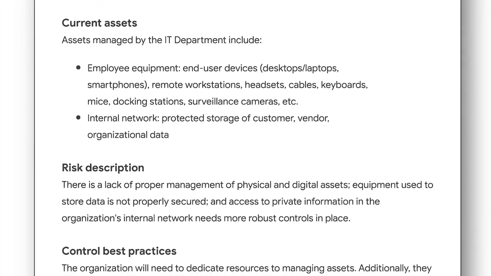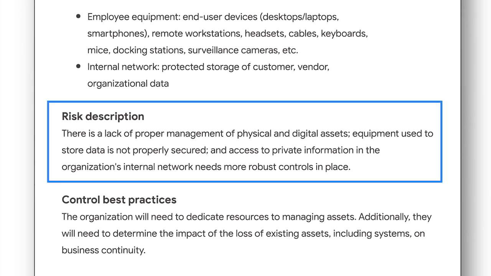For example, this risk assessment highlights that there are inadequate controls, processes, and procedures in place to protect the organization's assets. Specifically, there is a lack of proper management of physical and digital assets, including employee equipment. The equipment used to store data is not properly secured, and access to private information stored in the organization's internal network likely needs more robust controls in place. Now that we've discussed the initial planning elements of an internal security audit, coming up, we'll focus on the last three elements.